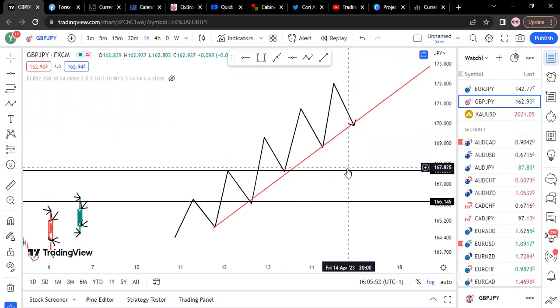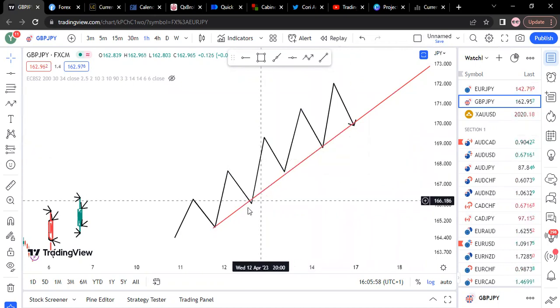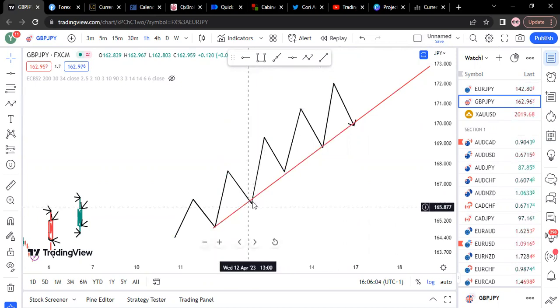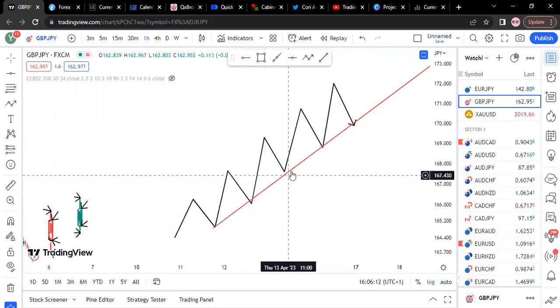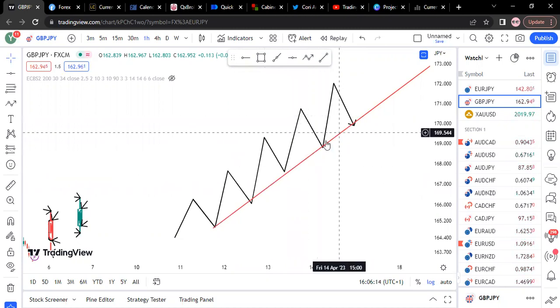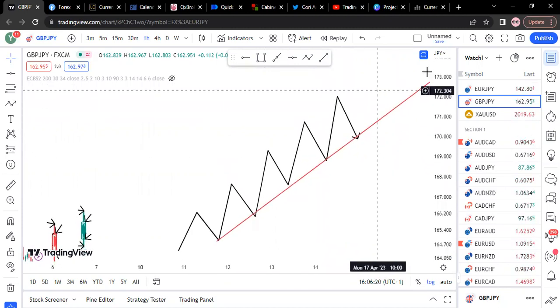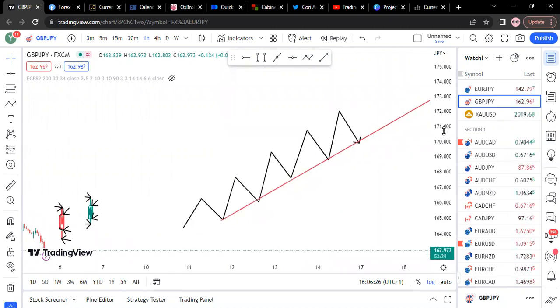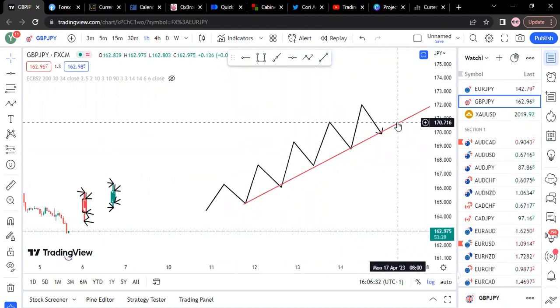So let me also delete this so that I can show you something again. One thing you also need to take note of is that every new higher low is above the previous lower low. So look, this is above this, this is above this, this is above this, right? What else should I show you from here? Okay, there's a way we take advantage of this. So yes, this is a bullish trending market.